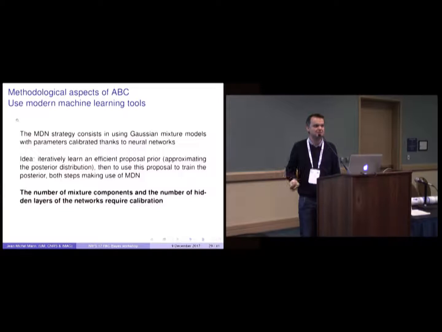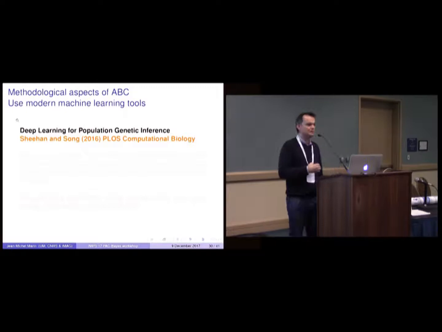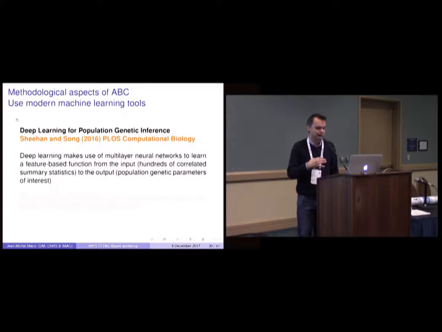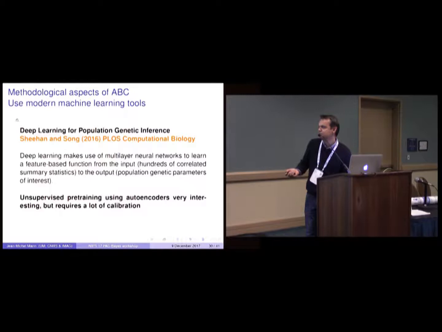There is also this paper which is specific to population genetics inference and to a specific class of coalescent process, by Sheehan and Yun Song. Yun Song is a well-known person in the population genetics community. They published a paper in PLOS Computational Biology one year ago. They use deep learning, a multilayer neural network, to learn a feature-based function from the input. The input is the correlated summary statistics, and the output is the population genetics parameters of interest. I think the unsupervised pre-training using an autoencoder is very interesting, but it requires a lot of calibration too.